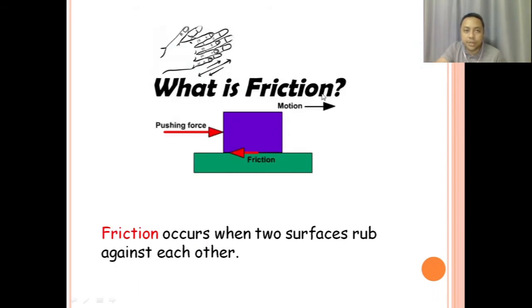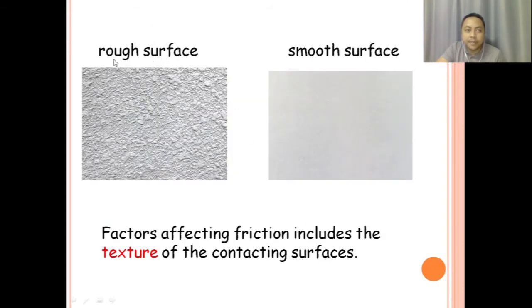What is friction? Friction occurs when two surfaces rub against each other. Okay, rubbing of two surfaces. This one here is the rough surface, and this one here is a smooth surface.